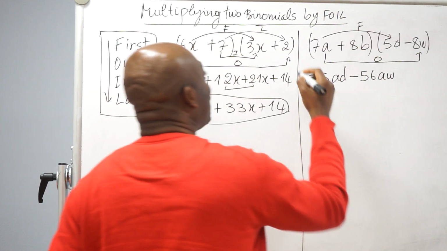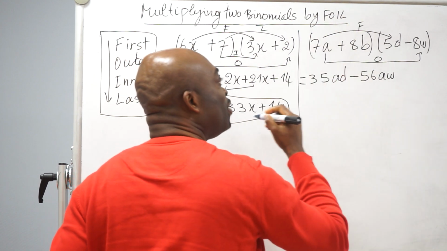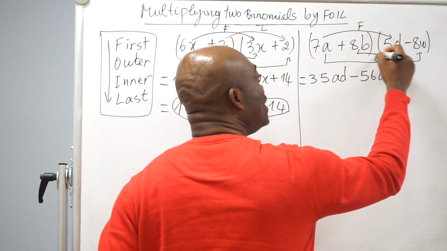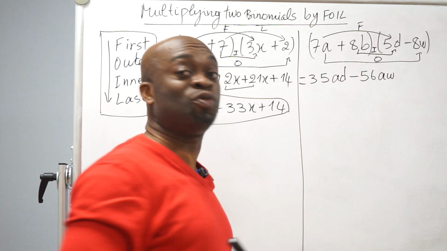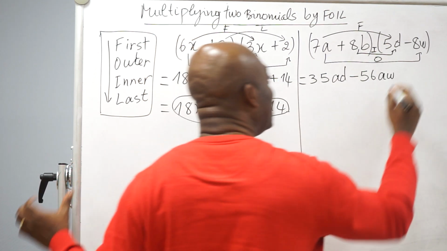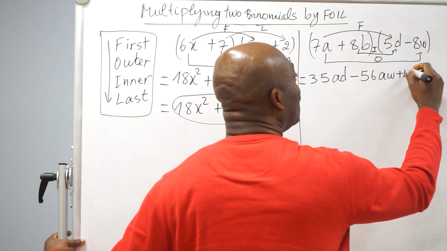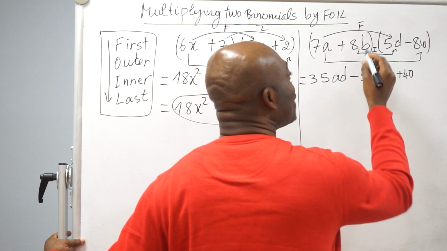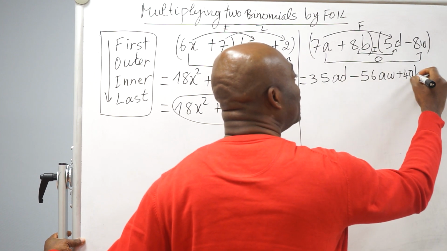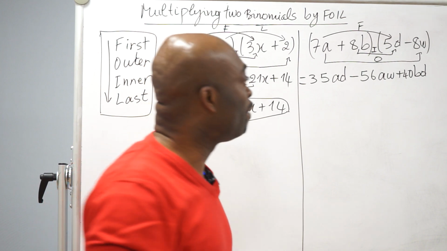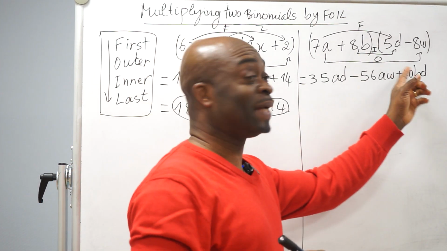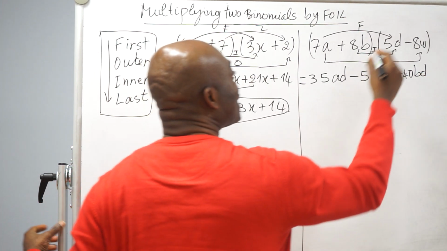So now after the first, the outer, then the inner, right? So the inner, that'll be 8b times 5d. So that's the inner. So that means you multiply 8 by 5, which is 40, positive. And then what's the letter here? So b times d is bd. Okay? All right? And then, last but not least, okay? So that's the last one.